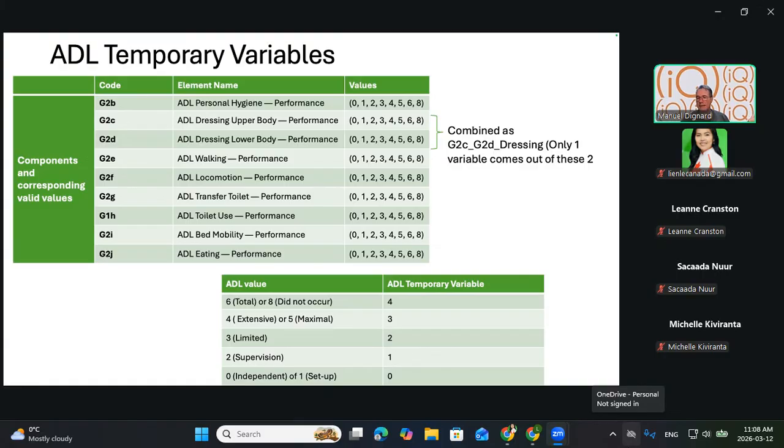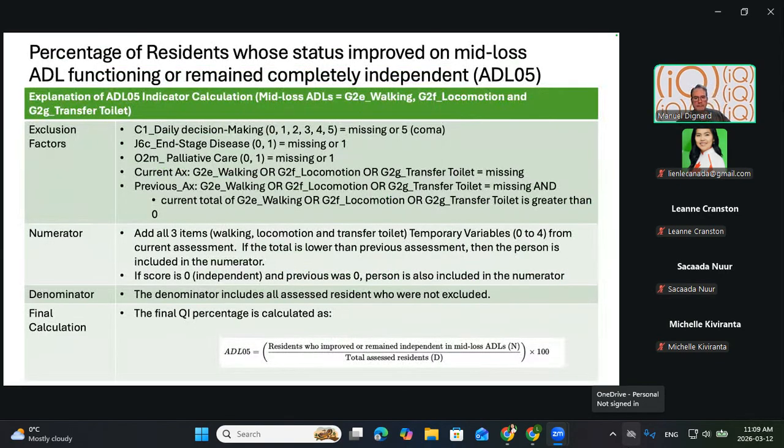Remember in the CCRS, it was 0 to 4 for the A side, the resident performance, and then the B side, the support provided was 0 to 4 as well. So they were always 0 to 4s. Now we're using 0 to 8 just on the one item, so they're converting them into 0 to 4. So they feed directly into the logic for the ADL related quality indicators. So let's start.